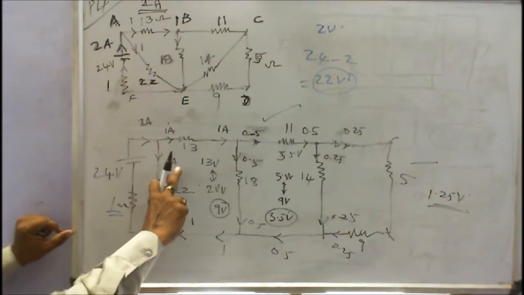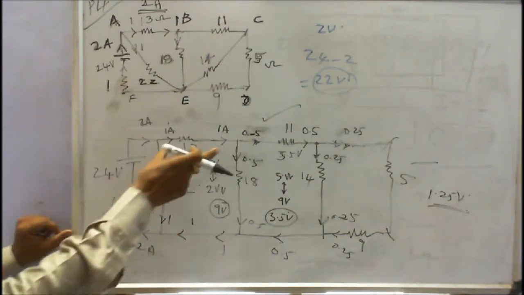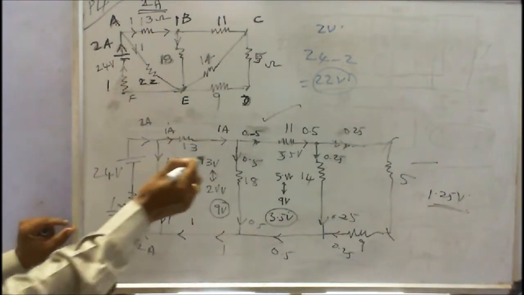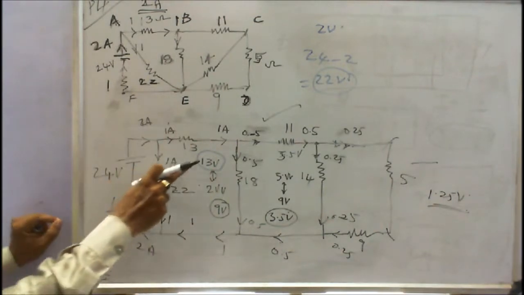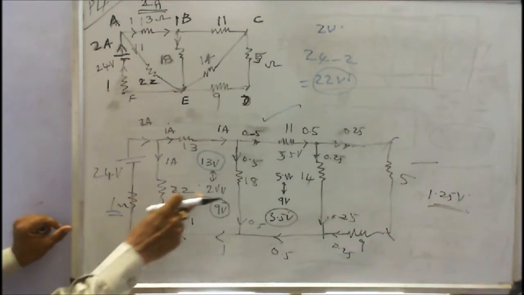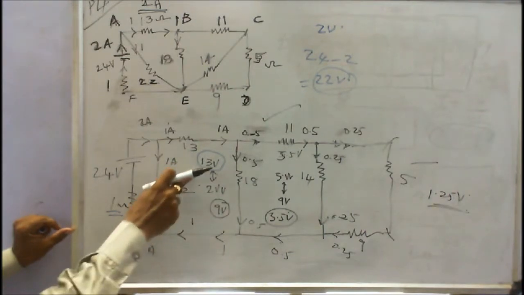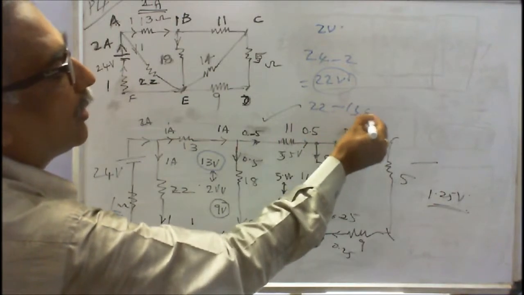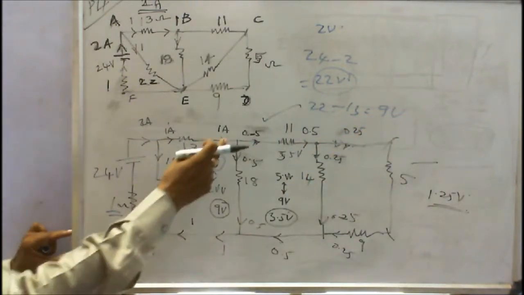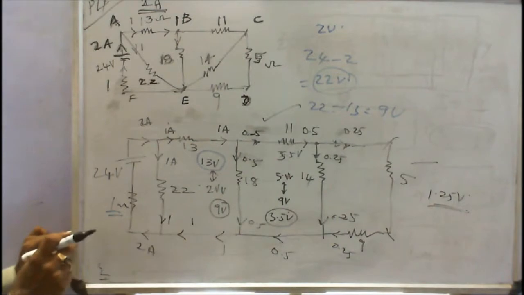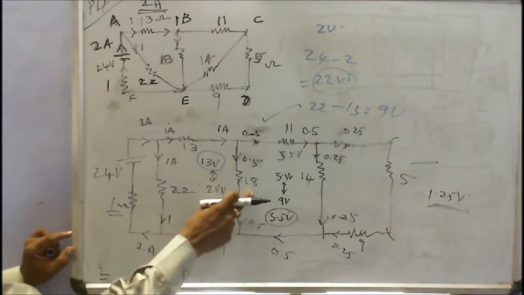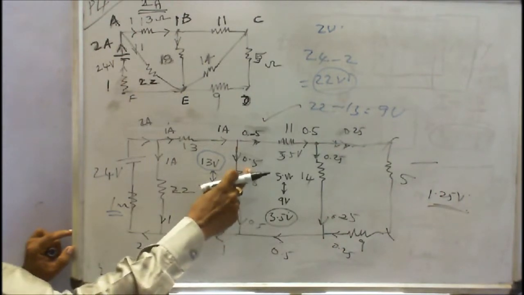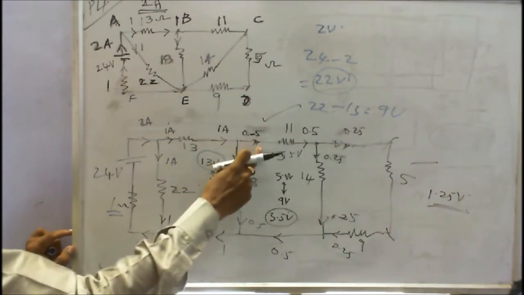Again this is 22. I have to find the voltage drop. 1 amp, 1 into 13 volts, correct. 13 volts. Here the total voltage is 22 volts. So 22 minus 13 is equal to 9 volts. So the 9 volts is across the 18 ohm resistance. Therefore the current through the 18 ohm resistance is 9 by 18, 0.5. Here it is 0.5, here it is 0.5.